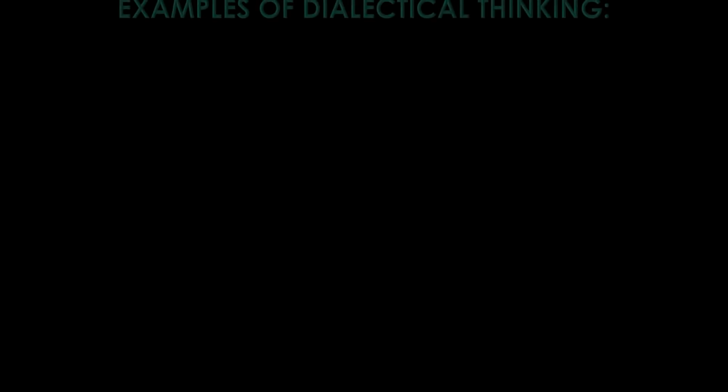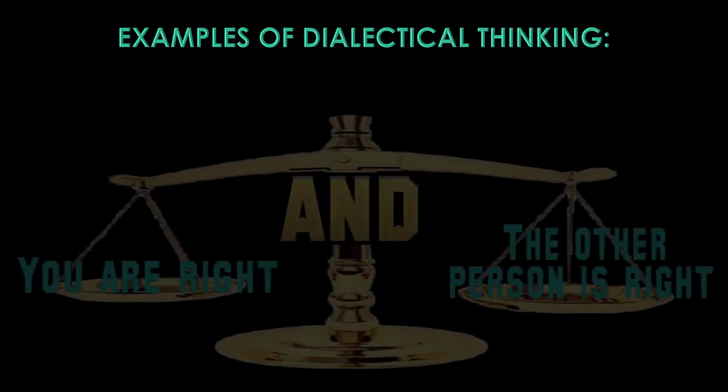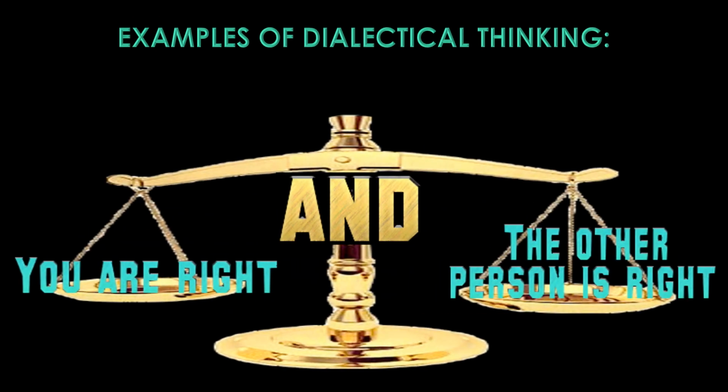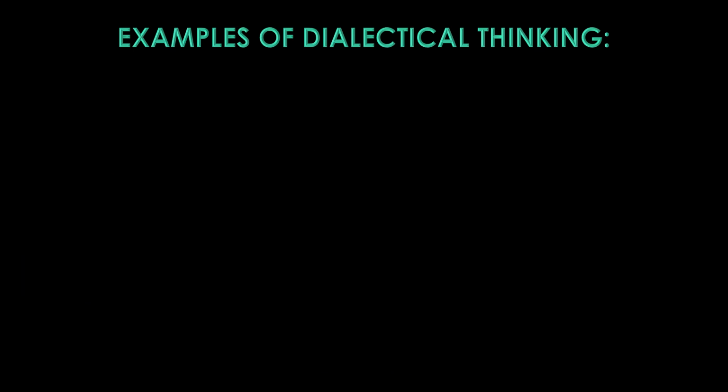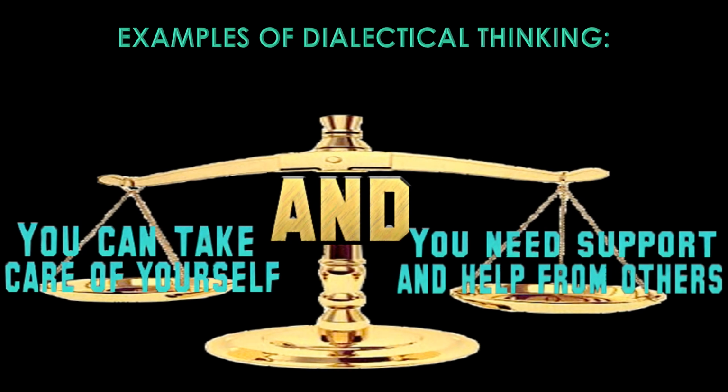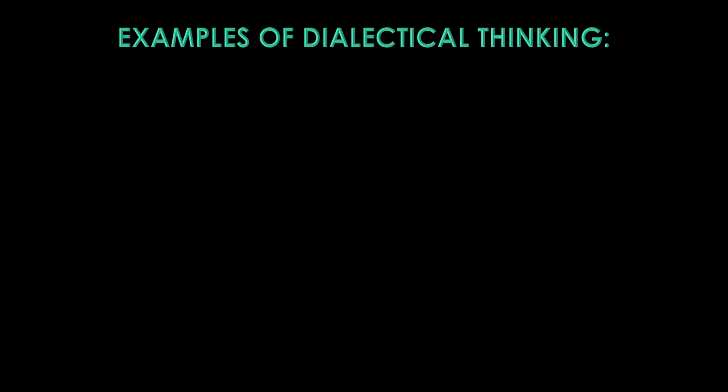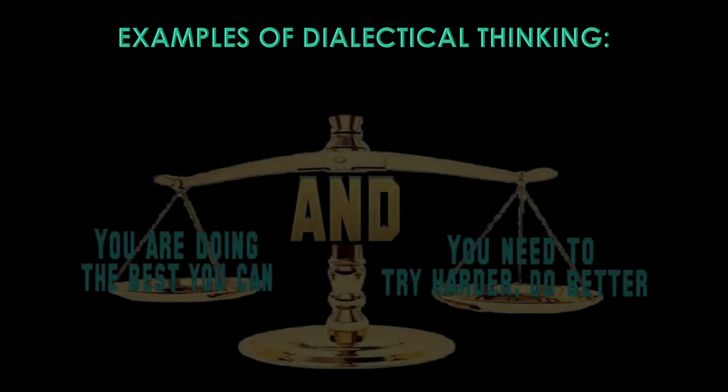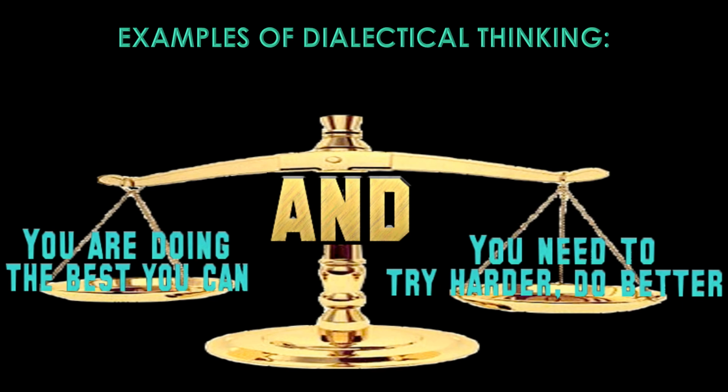Using a balance scale, let's look at some examples of dialectical thinking. On the one side, you have, "You are right," and on the other, the other person is right. Another example is, on the one side, "You can take care of yourself," and on the other side, "You need support and help from others." Another example of dialectical thinking is, on the one side, "You're doing the best you can," and on the other side, "You need to try harder, do better."